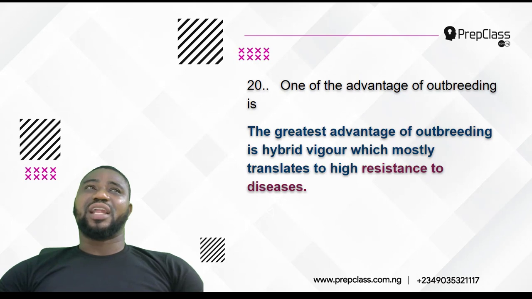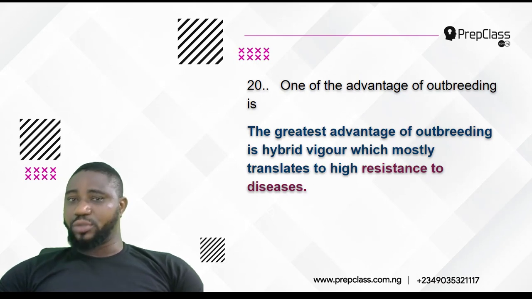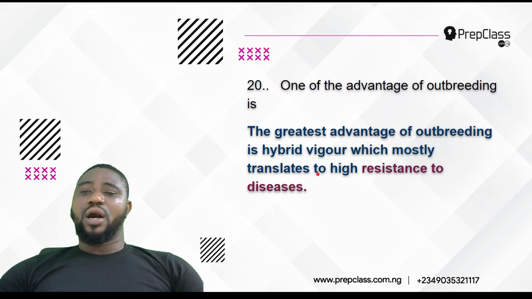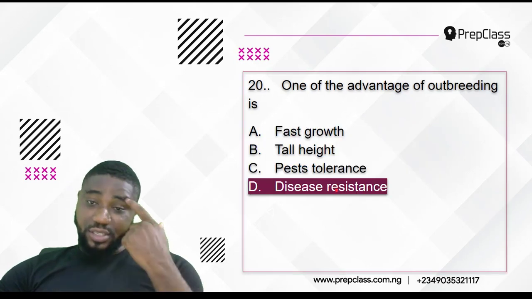Just like in pigs, Large White are usually susceptible to sunburn. So to prevent that sunburn, you can use another pig like Duroc or Landrace to mate that other pig, so that the progeny or the offspring will now have resistance to that sunburn and many other diseases. So outbreeding, we mostly do it in plants. The greatest advantage is resistance to disease. It produces offspring that are very, very strong, stronger than the parents. But when I keep doing inbreeding, I'll be producing weak offspring. So the answer is resistance to disease, or disease resistance.